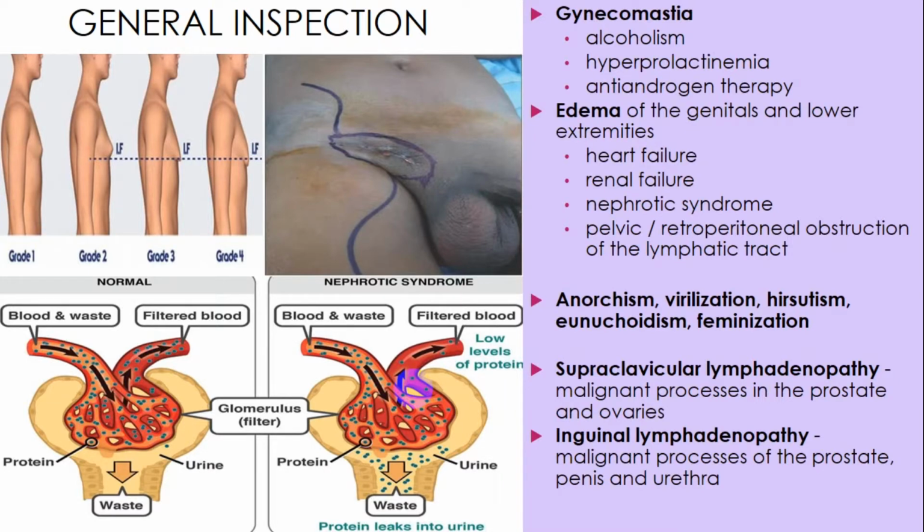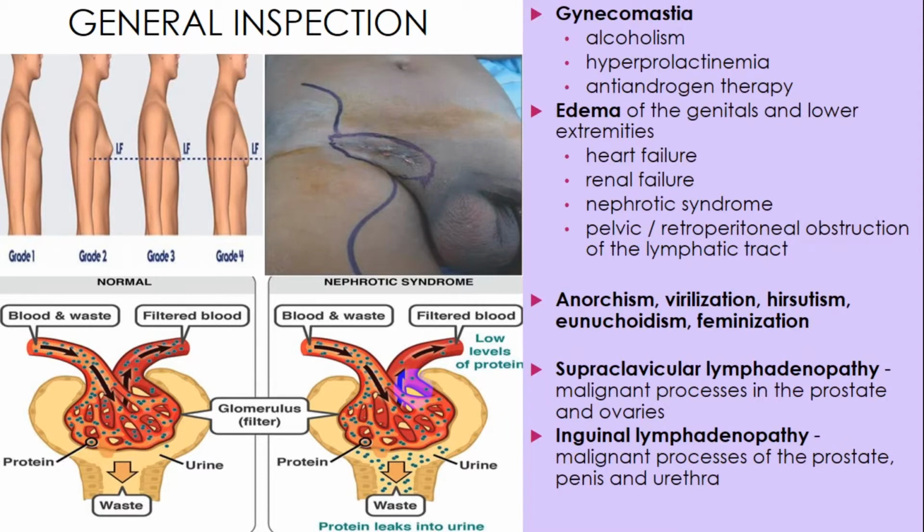Edema of the organs, genitals and lower extremities can be a sign of heart failure, renal failure, nephrotic syndrome, or some obstructions. Anorchism, virilization, hirsutism, eunuchoidism, and feminization are common too. Supraclavicular lymphadenopathy is a sign of malignant processes in the prostate and ovaries, and should be detected as soon as possible. Inguinal lymphadenopathy indicates malignant processes of the prostate, penis, and urethra, or different other organs in the small pelvis.